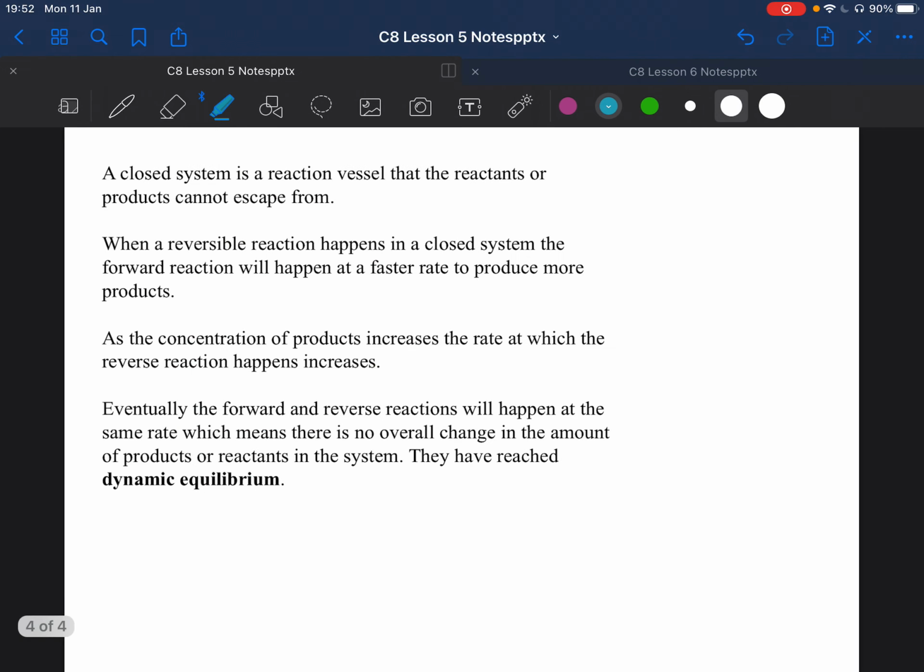So there are a couple of other keywords that you need to know about in this topic. The first one is closed system. A closed system is one in which reactants or products cannot escape from it. This is really important in reaching equilibrium.